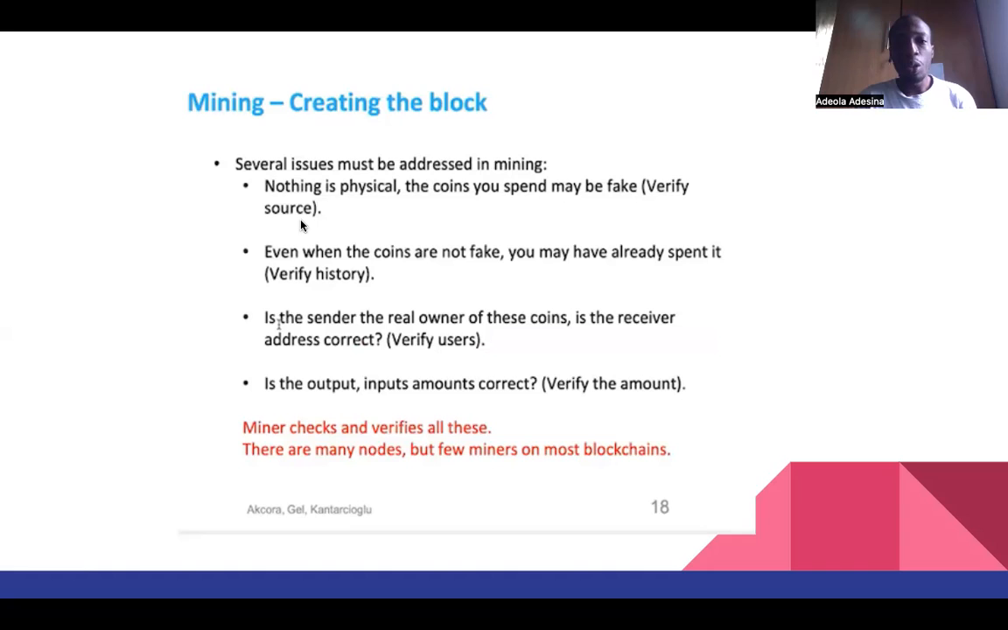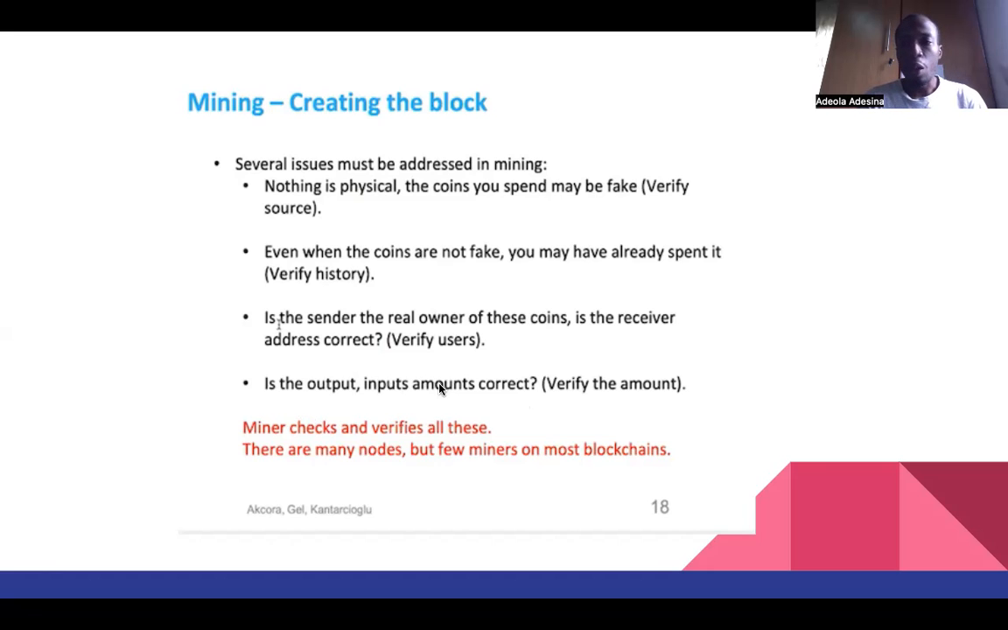They verify the source the money is coming from. Nothing is physical and the coins you spend may be fake. So the miners verify the source the money is coming from. They verify history. Even when coins are not fake, you may have already spent them. So they verify your transaction history. Miners also verify users. Is the sender the real owner of these coins, and is the receiver address correct? And then the 4th thing they verify is the amount. So they verify outputs and inputs to see if those are correct.